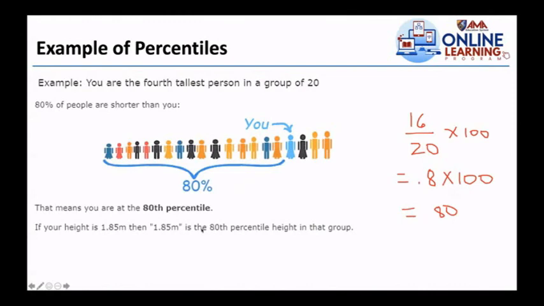So meaning X is 1.85. So less than that, how many? 16. So 16 divided by 20.8 times 100. That's why we get here 80%. The 80% is important because this can change.